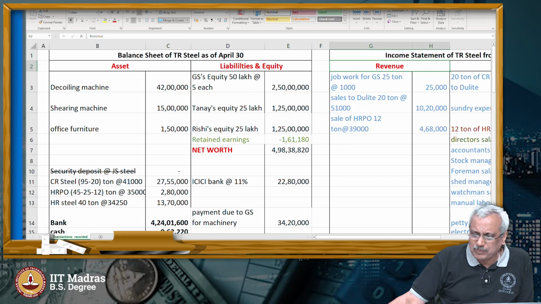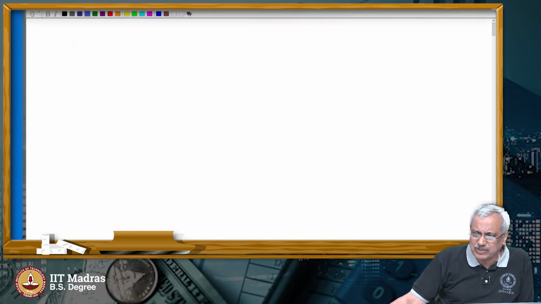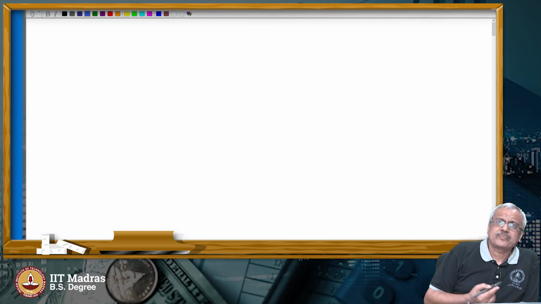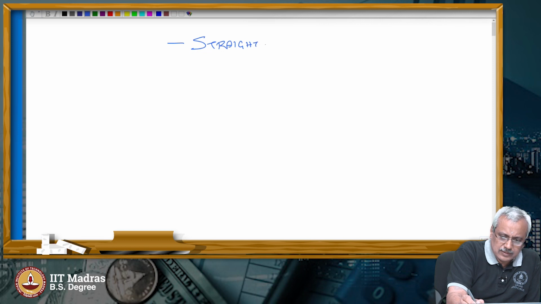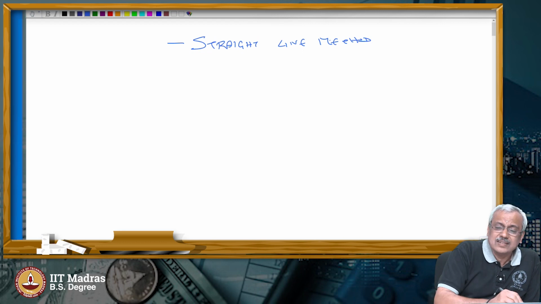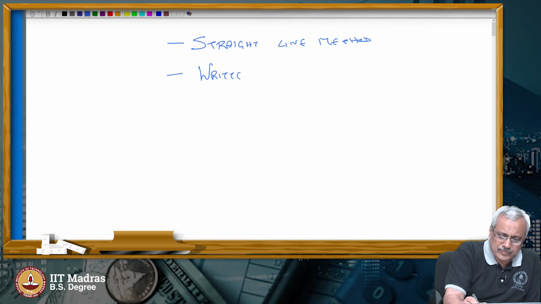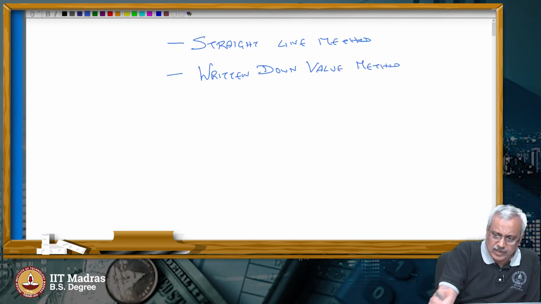Now that I have come to depreciation, there are two broad methods of depreciation we use. One is what we call the straight line method. The other way is what we call the written down value method. This is also called the reducing balance method.